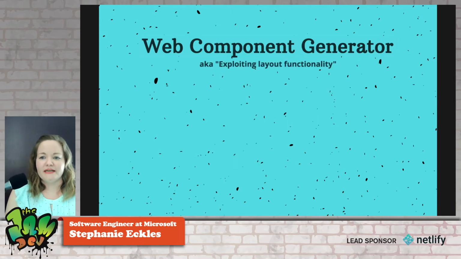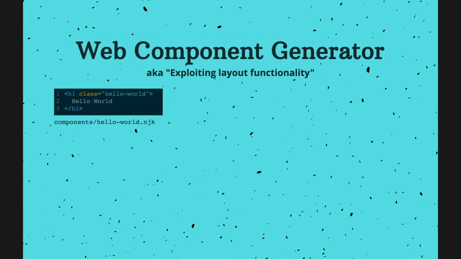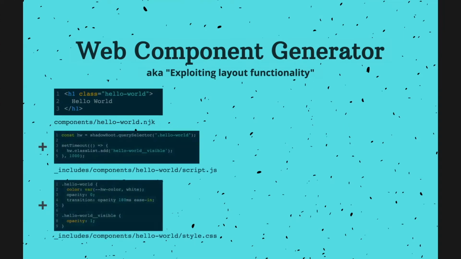To accomplish this, the generator exploits the layout functionality to inject the web component scripts and styles into the required location to create the final JavaScript file. The web component's HTML template is created as a Nunjucks file, and the associated scripts and styles are created in the includes, as if they were layout partials.